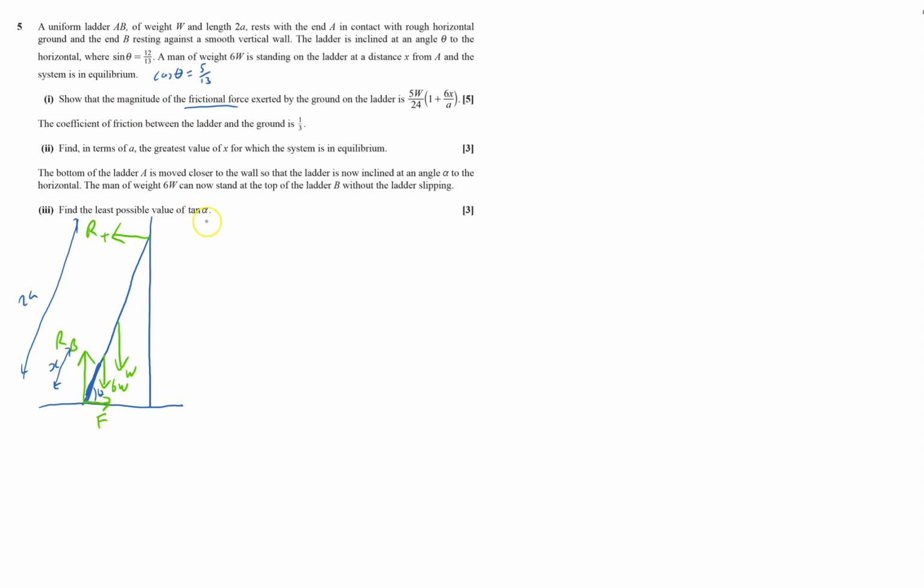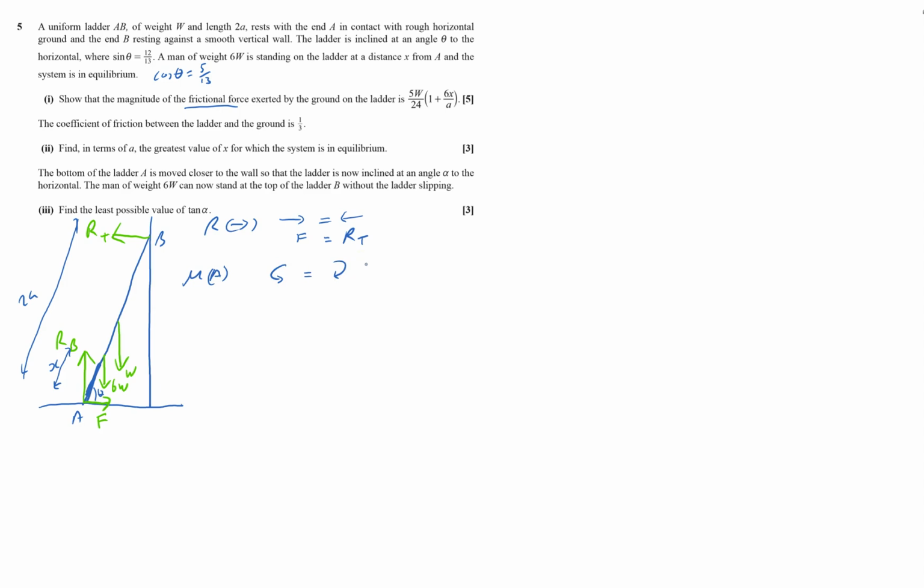Well, fairly obviously, if I resolve horizontally, we get rightwards equals leftwards, and that says that F equals RT. So I actually need to find out what RT is. I can get rid of a load of this stuff by taking moments about the bottom, which is A, top bit is B. So I'm going to take moments about A, and I'm going to have anti-clockwise equaling clockwise.